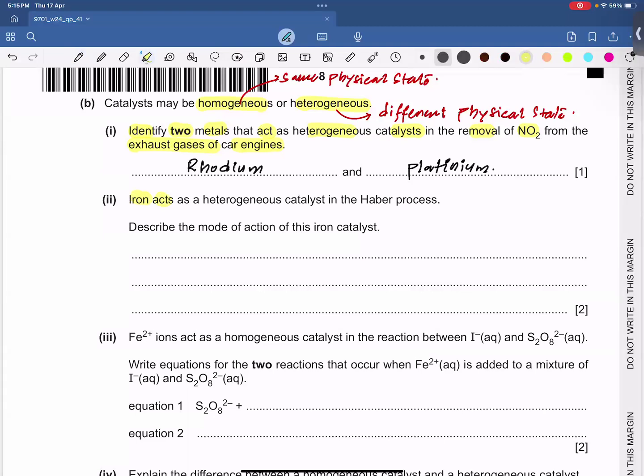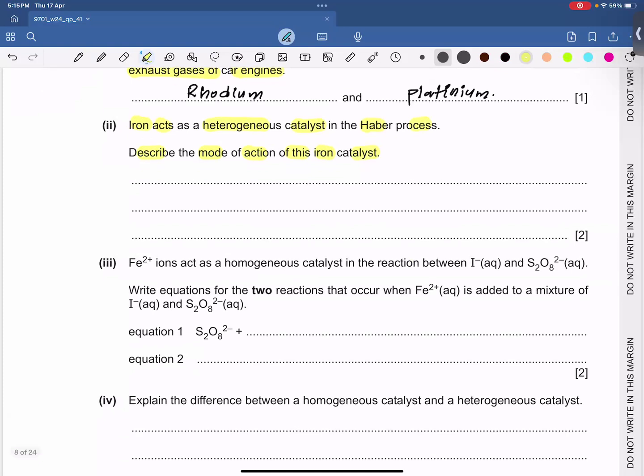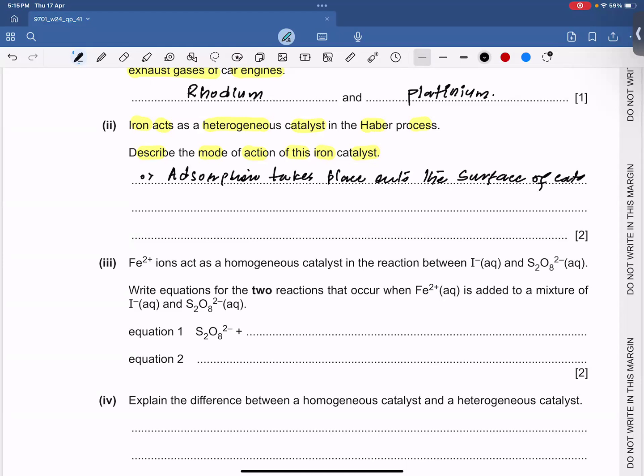Now in the next, iron acts as a heterogeneous catalyst in the Haber process. Describe the mode of action of this iron catalyst. I have told you in the class, I have given you the entire mechanism of this heterogeneous catalyst. So first of all, adsorption takes place onto the surface of the catalyst via active sites.